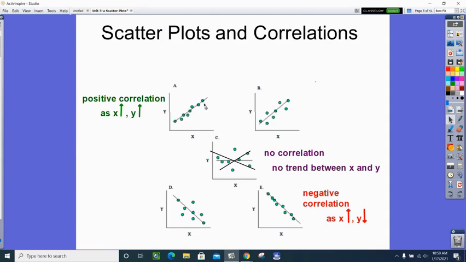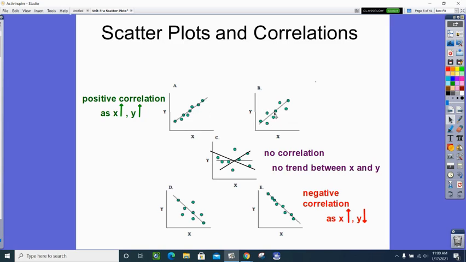And let's just put that to a graph. So if you look at this top one, notice as X goes up, so as we go to the right on X, Y goes up as well. So they're both going up. Or if you reverse your thinking and you let X come down, Y is coming down, that is a positive correlation. Both data sets are moving in the same direction.